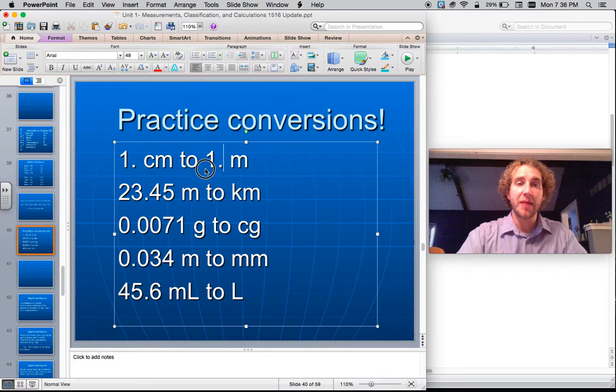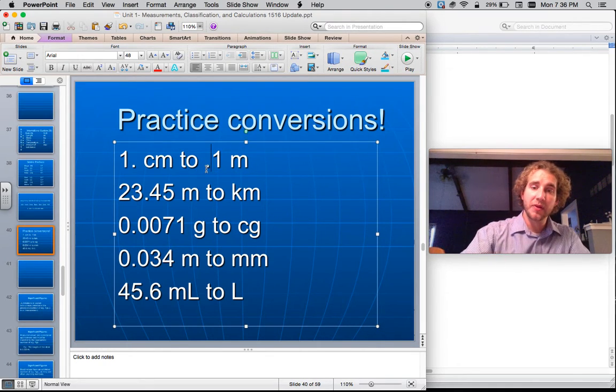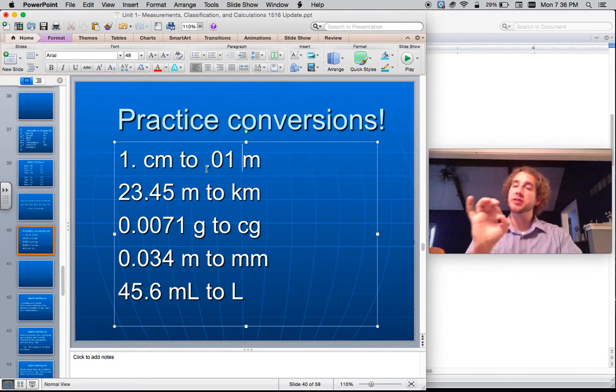Well, the first hop makes it 0.1. Our second hop moves over and makes it 0.01. So 1 centimeter is equal to 0.01 meters, or 100th of a meter.